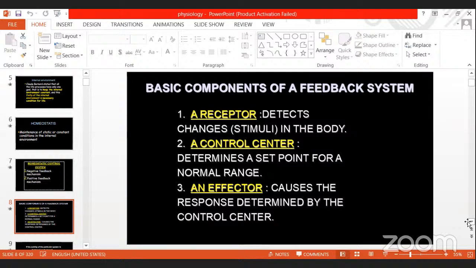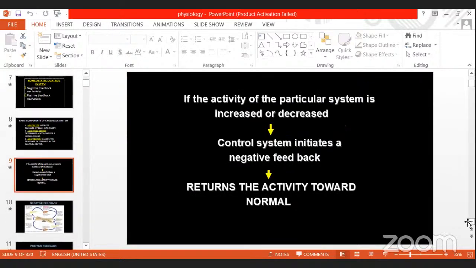For each system, we have a receptor which detects the change in the body, a control center which determines a set point for the normal range, and an effector, any organ which causes the response determined by the control center. These are the basic components of our feedback system. If the activity of a particular system is increased or decreased, the control system initiates a negative feedback which returns the activity towards the normal.